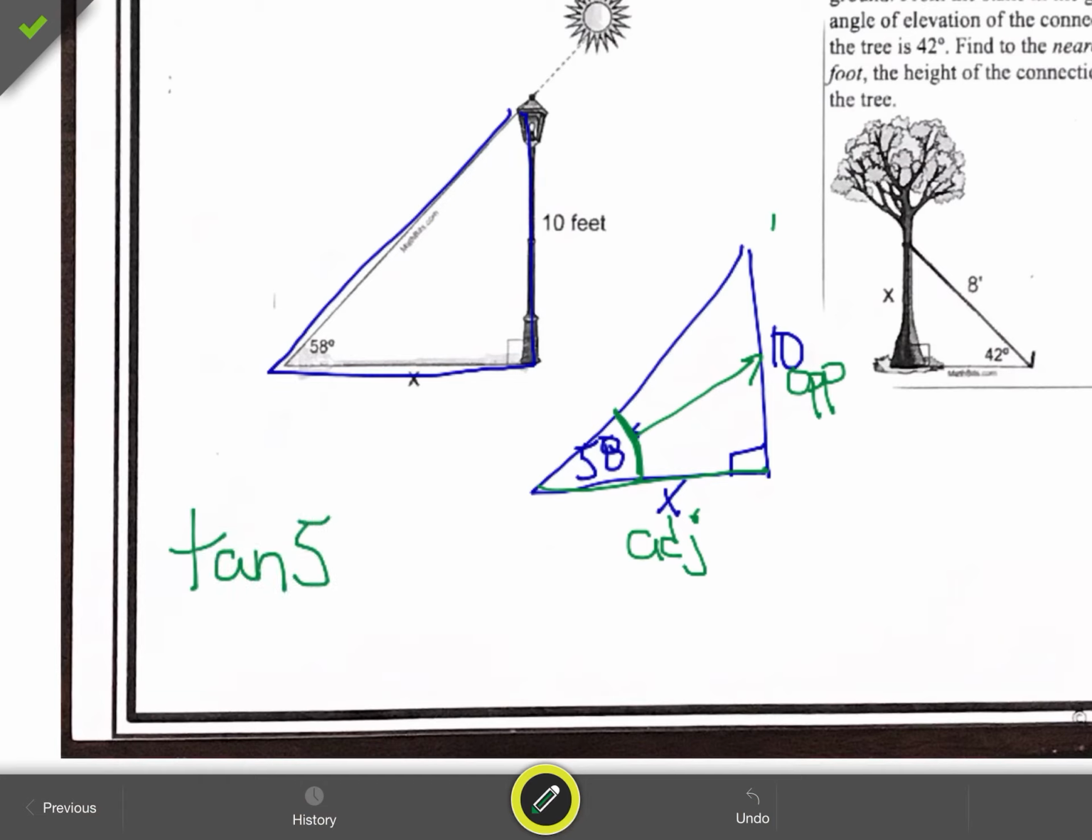Tangent. What's my angle? 58 equals, please don't forget your equals. You're writing an equation, it needs to have an equals. Opposite over adjacent. And look, the x is on the bottom again. So don't get in the habit of saying x over 10. Nope. Opposite over adjacent. You have to follow what it actually is and how you labeled your picture.